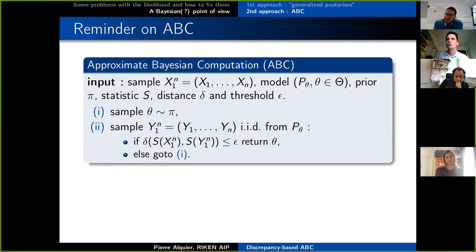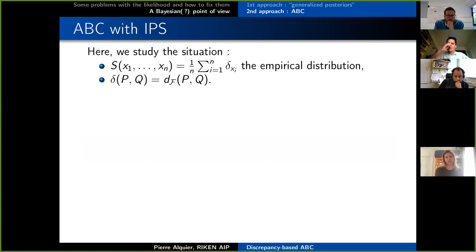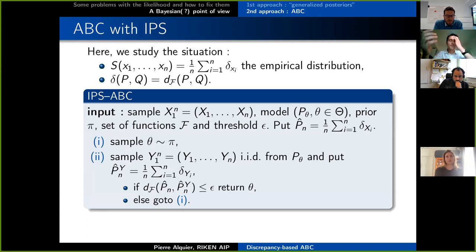So this will be my point of view, but now I will discuss the use of integral probability metrics in this algorithm. I will write a new version of the algorithm. Here, the summary statistic will not be a summary: it is the empirical distribution of the data. And the distance that we consider between two empirical distributions will be, exactly as in the first part, an integral probability metric. So the algorithm becomes: you have your sample X, and at each step you sample theta from the prior, you sample Y from your P_theta, and then you compare the empirical distribution of X and the empirical distribution of Y through an integral probability metric that you defined before. If it's small enough, then you keep theta, otherwise you reject it. So it's a special case of what was proposed before, but one that we hope will have some interesting features, especially in terms of robustness.